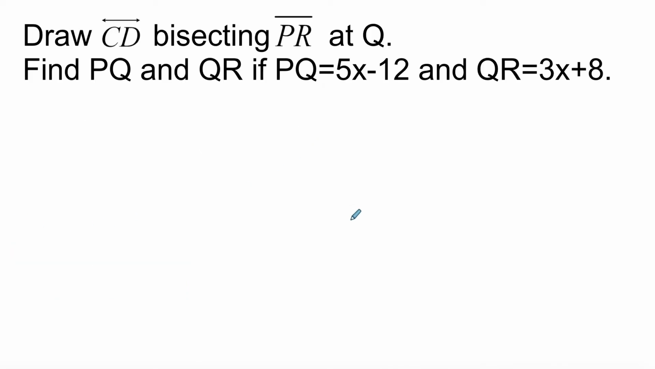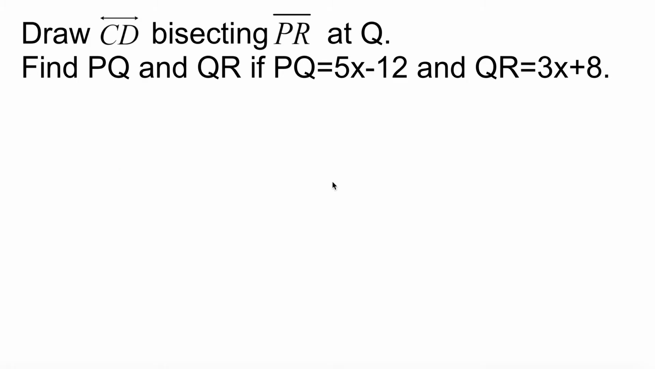It wants you to draw the line CD bisecting segment PR at Q. I want you to take a second and pause the video and just draw that picture. Okay, so let's take a look at what we have here. We're drawing line CD that is bisecting segment PR at Q. Let's just start with segment PR.